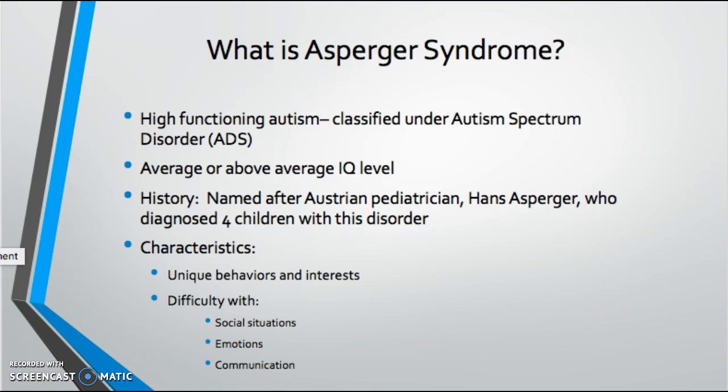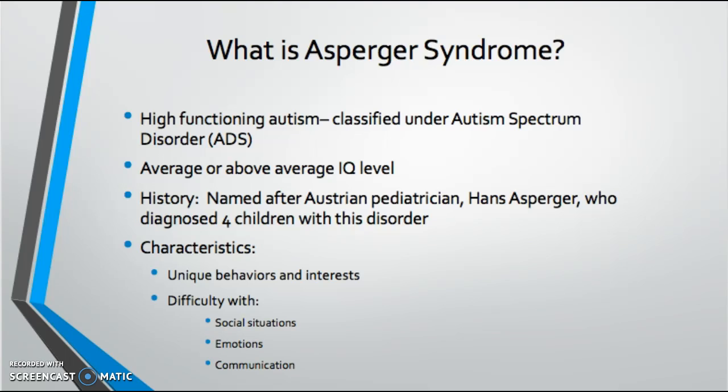So you may be wondering what Asperger Syndrome is. It's a high-functioning autism, classified under autism spectrum disorder, known as ASD. Individuals with this condition have average or above average IQ level. To give you a brief history, it's named after the Austrian pediatrician Hans Asperger, who diagnosed 4 children with this disorder.